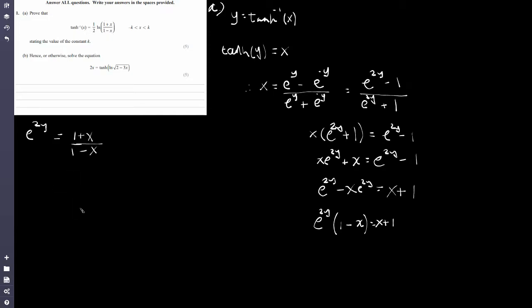So if I anti-log this now, what I'm going to get is 2y is equal to ln of 1 plus x over 1 minus x. And then finally, just divide through by 2. So therefore, y is equal to half ln of 1 plus x over 1 minus x. And there we have it, because we said at the beginning y is equal to the inverse of hyperbolic tan.